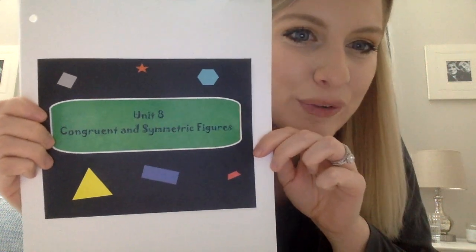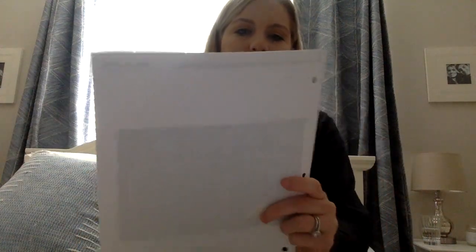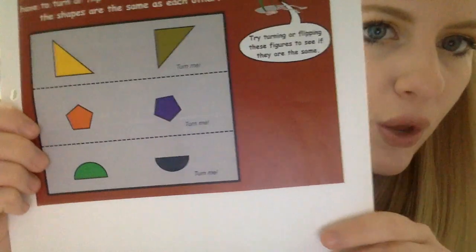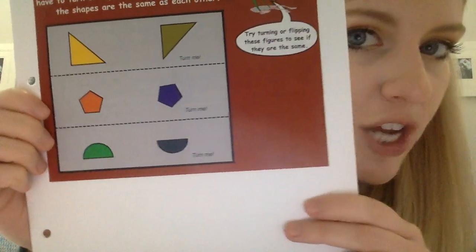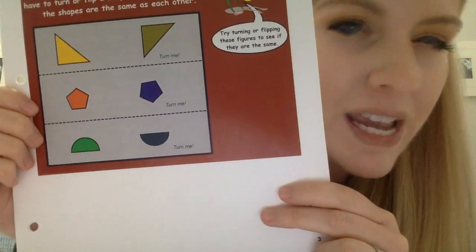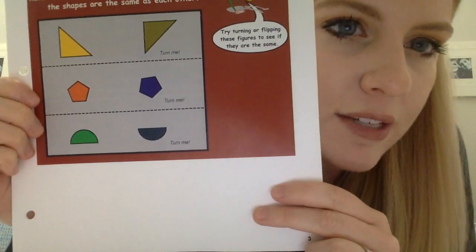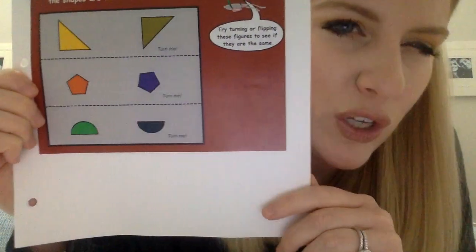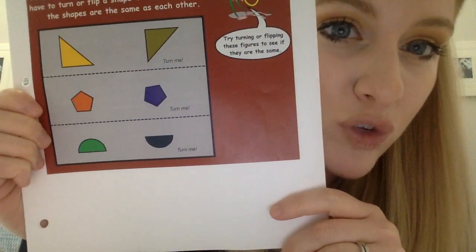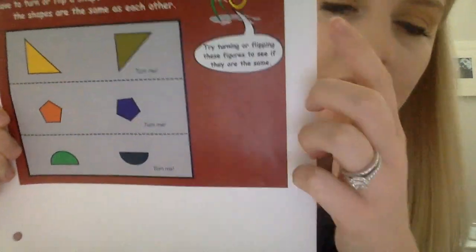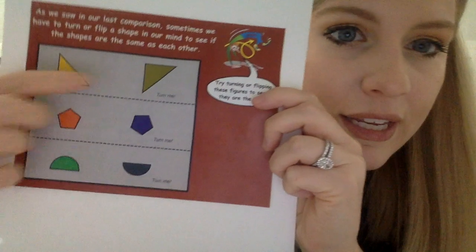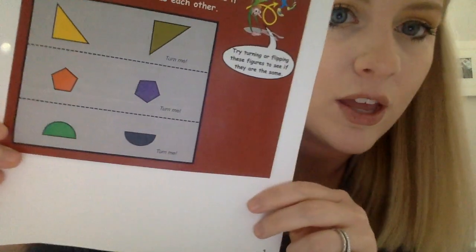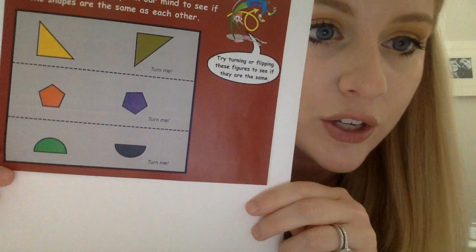take out your Smartboard slides. Unit 8, congruent and symmetric figures. Okay. Sometimes we have to turn, rotate, or flip shapes to see their congruency. Look at example A, yellow triangle versus green triangle. At first note, you might say, nope, they're not congruent. If you turn the vertex in shape green and you rotate it, you will find that these triangles are congruent.